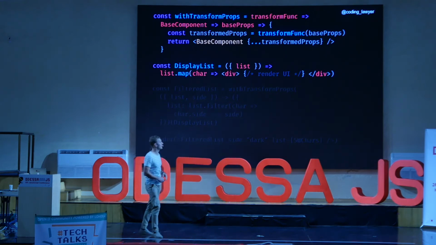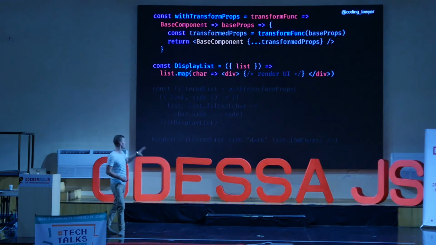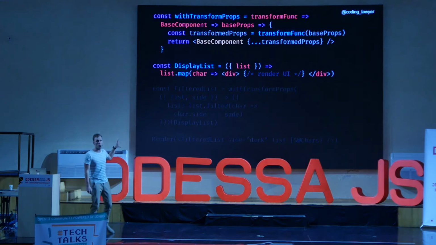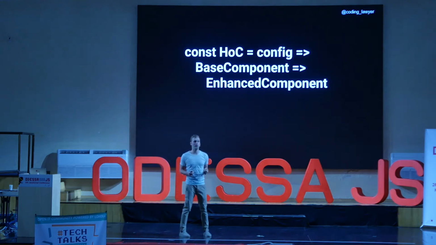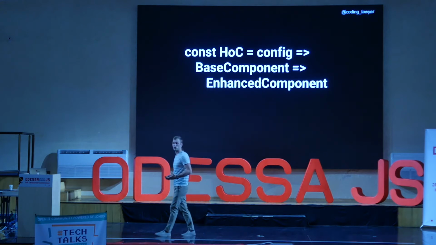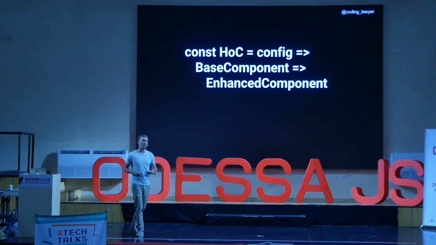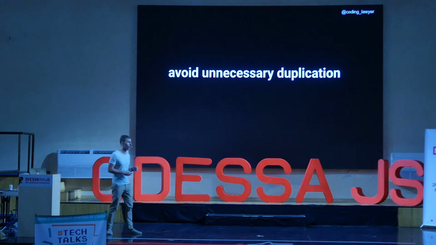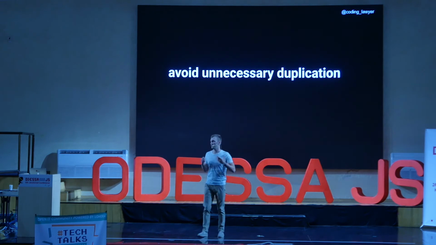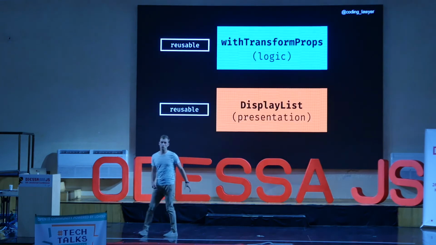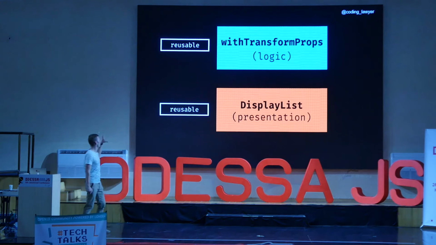The higher order component doesn't know where its data goes, and the presentational component has no idea where its data is coming from. If you stick to this pattern, writing your components and higher order components reusable, it will help you to avoid unnecessary duplication inside your code. And as a result, your code will become more reusable and maintainable. If we take a look at the visualization, we are now here. We have a reusable presentational component and a reusable higher order component.